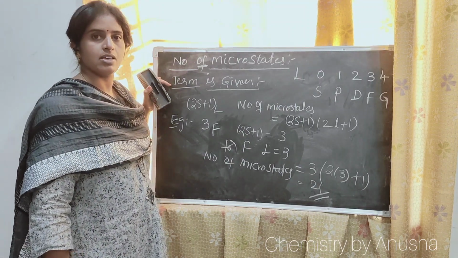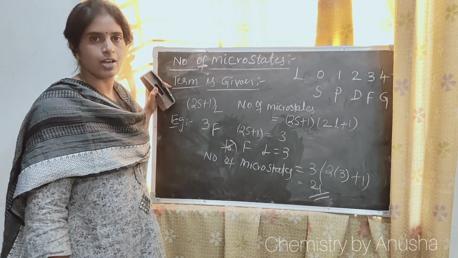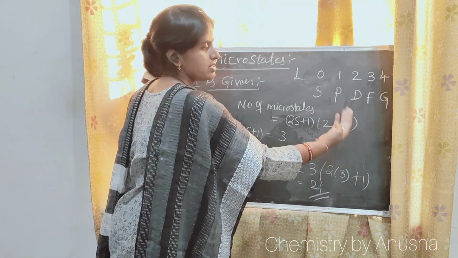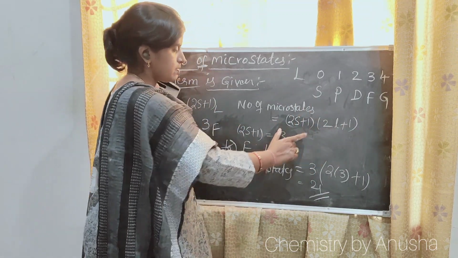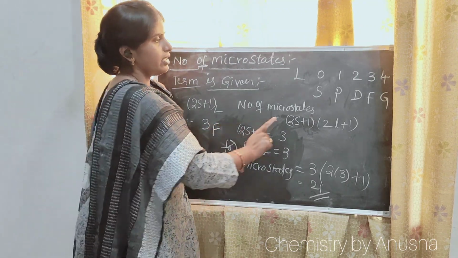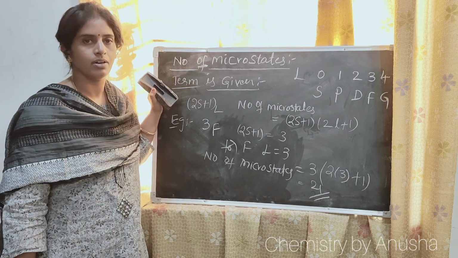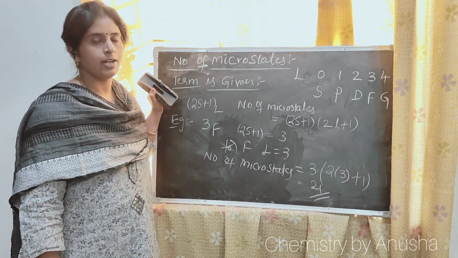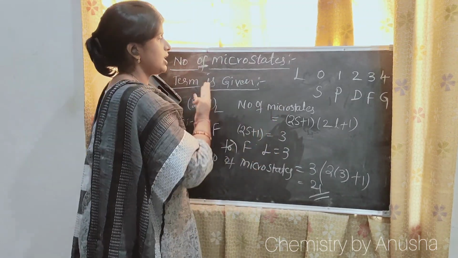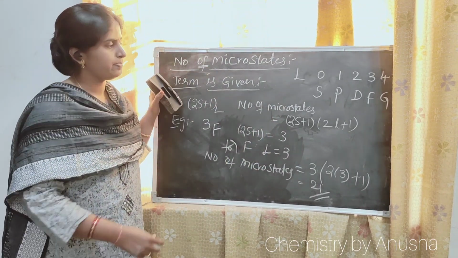So if a term is given, we can calculate the number of microstates based on the formula (2S+1) into (2L+1). The spin multiplicity 2S+1 is directly given. Based on the term, we can get the L value. By substituting the L value, we can get the number of microstates.